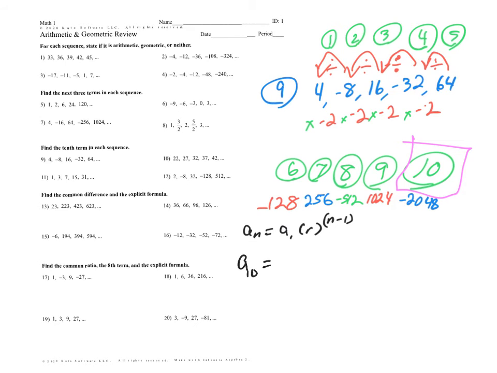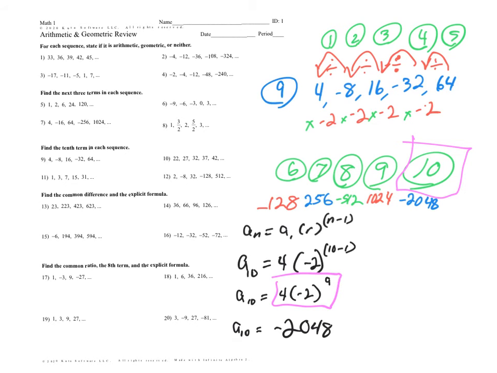A sub 1, that's the first term, that was a 4, times r, that's our common ratio, which is negative 2, raised to the n minus 1. So again, n is 10 minus 1. And I could go ahead and simplify that and have to the 9th power. So I'm going to go ahead and simplify this a little bit. A sub 10, that's the term we're looking for. 4 times negative 2 raised to the 9th power. Now all I got to do is type this part right here in my calculator. All I got to do is type that little expression in. And what I get is a sub 10 equals negative 2048.